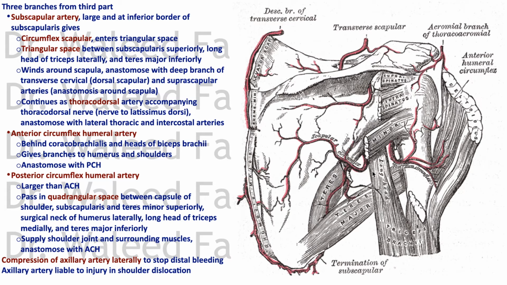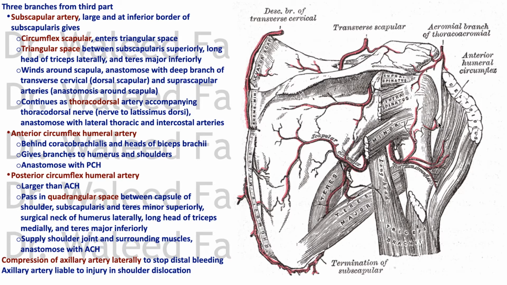It winds around the scapula and shares in the anastomosis of the scapula to supply the shoulder joint. The subscapular artery continues as the thoracodorsal, which descends with the thoracodorsal nerve to the latissimus dorsi, and anastomoses with the lateral thoracic and intercostal arteries. Anterior and posterior circumflex humeral, from the name, they wind around the surgical neck of the humerus.